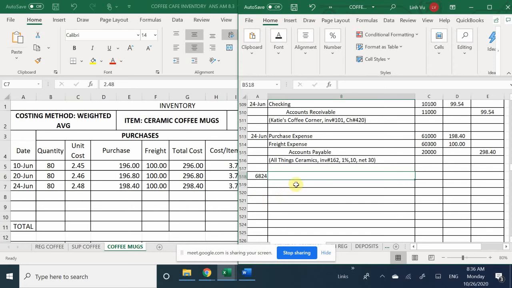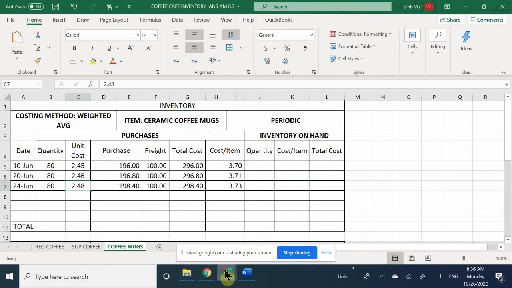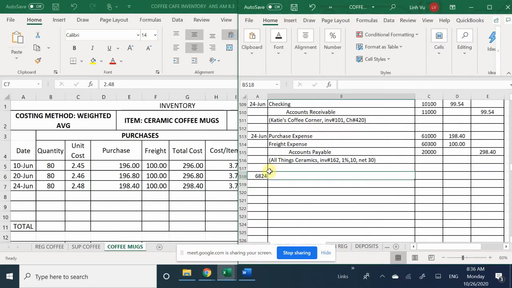Okay. So with the return of 5 broken ceramic coffee cups, we do accounts payable and purchase returns and allowances. Accounts payable and purchase returns and allowances is correct. Good. And let's see, the account numbers are 2,000 and 61,500. Okay.